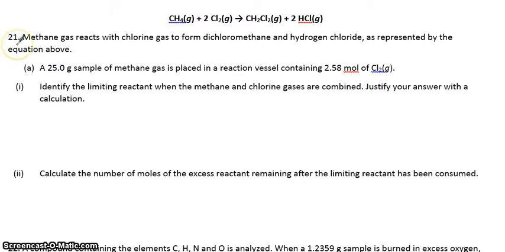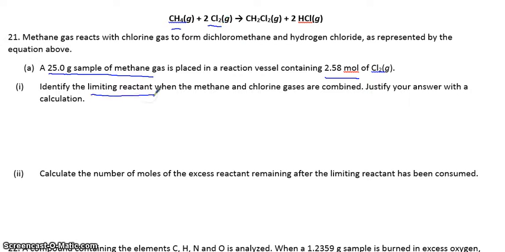Number 21. We have a reaction, methane gas reacting with chlorine to form dichloromethane and hydrogen chloride. We're given 25 grams of the methane, which is our first reactant, and 2.58 moles of chlorine, our second reactant. We're asked which is the limiting reactant.